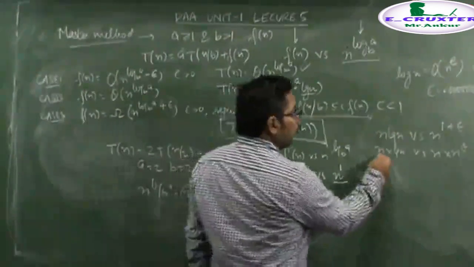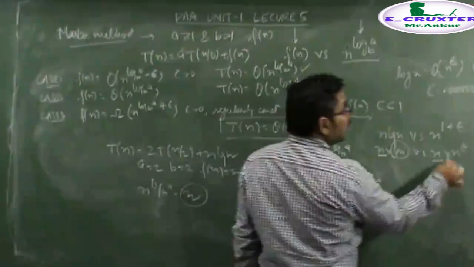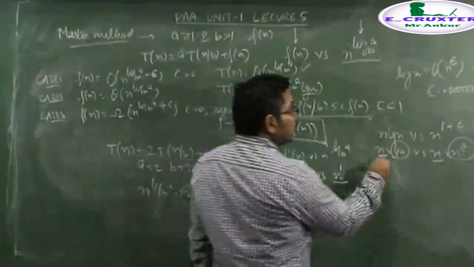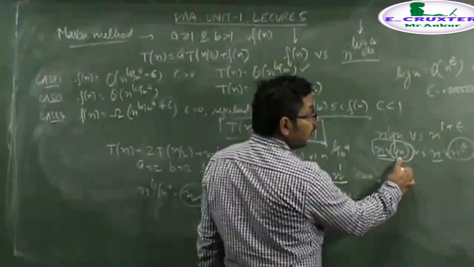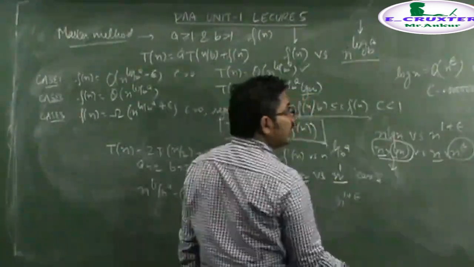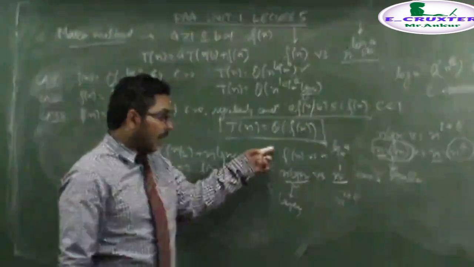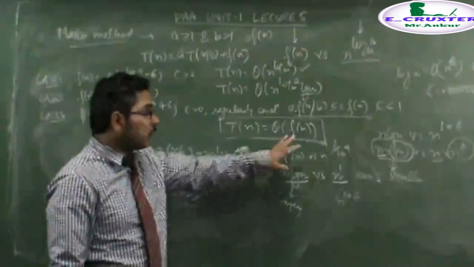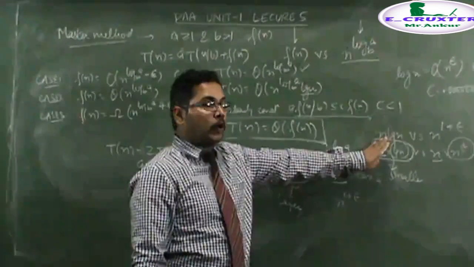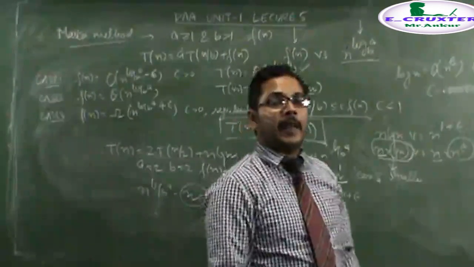Now compare. Both have the same growth rate, n and n, and the growth rate of log n is smaller than n raised to epsilon when we increase the value of n. That is, the overall growth rate of this function is smaller than n raised to log base b of a plus epsilon. That is, f of n is asymptotically larger than n raised to log base b of a, but not polynomially larger. Hence, we say that in this question, master method cannot be applied.